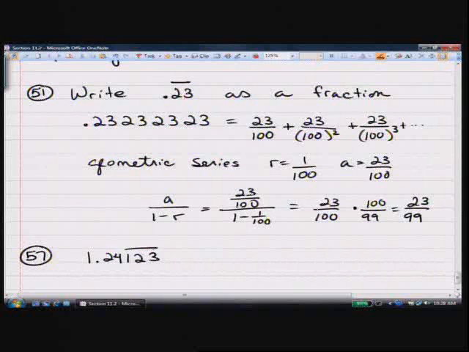Say it looks like this. Say it's 1.24123 repeating. What you need to do is figure out how to get it to where you're just working with the repeating part. So you can think of this as 124 hundredths plus, then this would just be 0.00123, repeating.